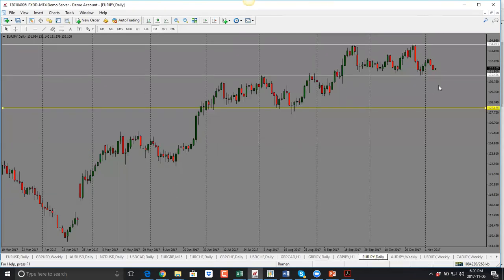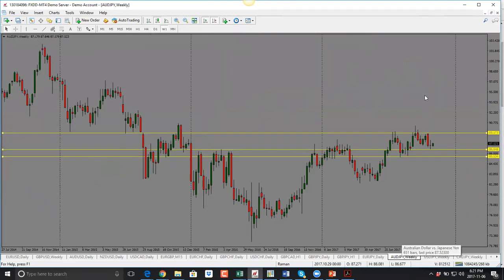Euro yen. Euro yen is a bearish candle close here. So looking for price to drop further. 131.50 will be the target here. So I'm looking for it to move lower towards the bottom of this range that it's been trading in for this time. So this is bearish, Euro yen.